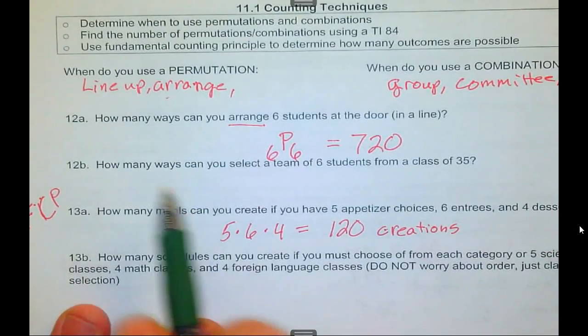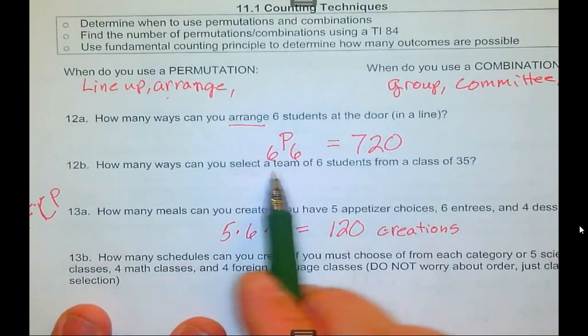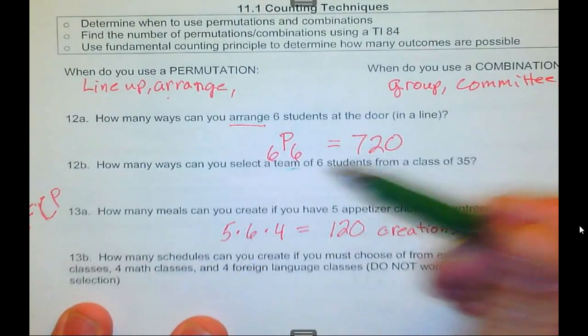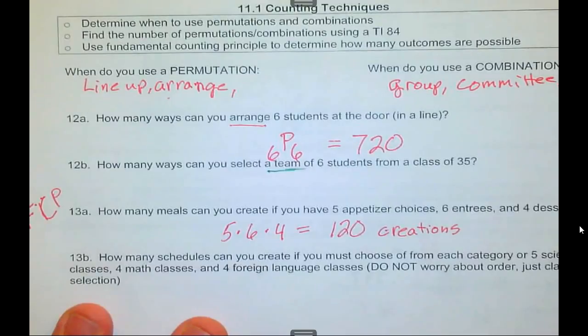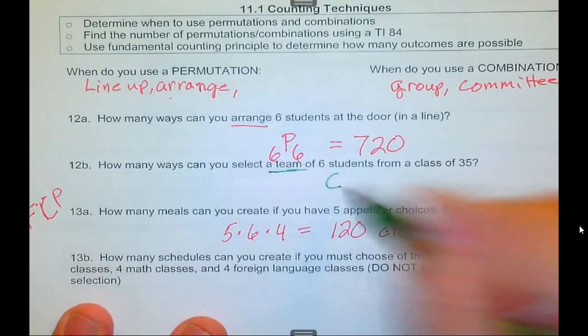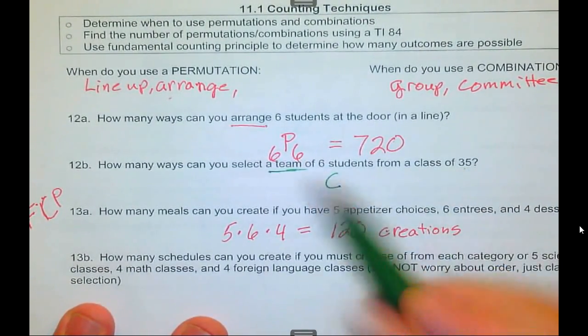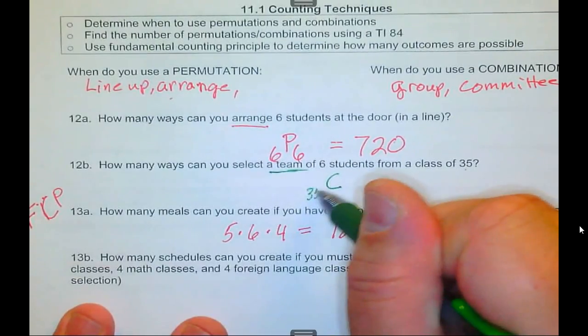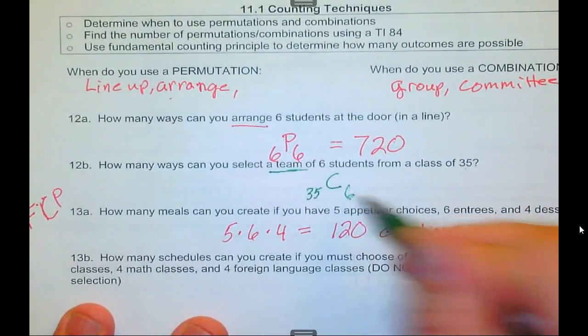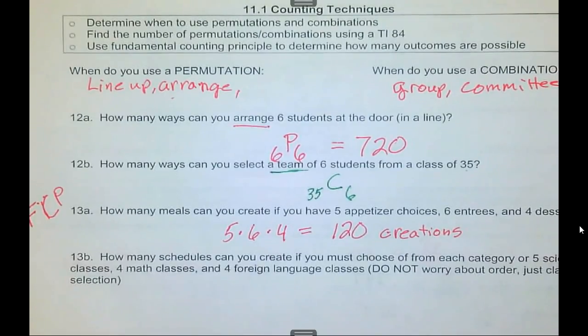12B. How many ways can you, here's a team, so what am I going to use? Combination. My total goes first, 35. Choices go second. Okay, everybody remember how to put this in your calculator?